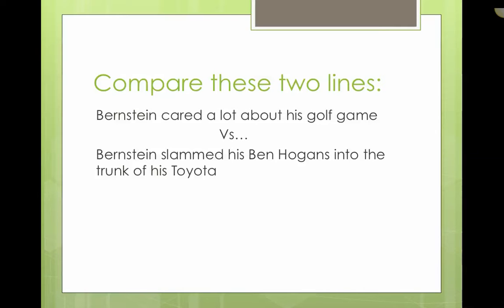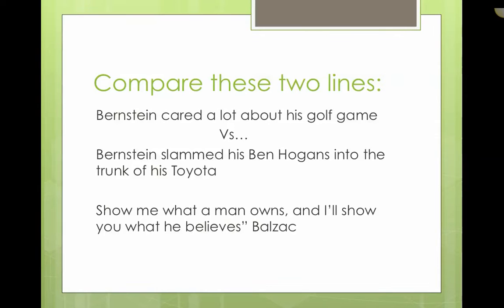Also, we get a specific type of car that he's driving. It may reveal his socioeconomic status. A Toyota is a lot different than a Mercedes-Benz, and you can infer a bunch of different information from that. As Balzac, the famous French novelist, would say, "Show me what a man owns, and I'll show you what he believes." All these details reveal a lot about our character.